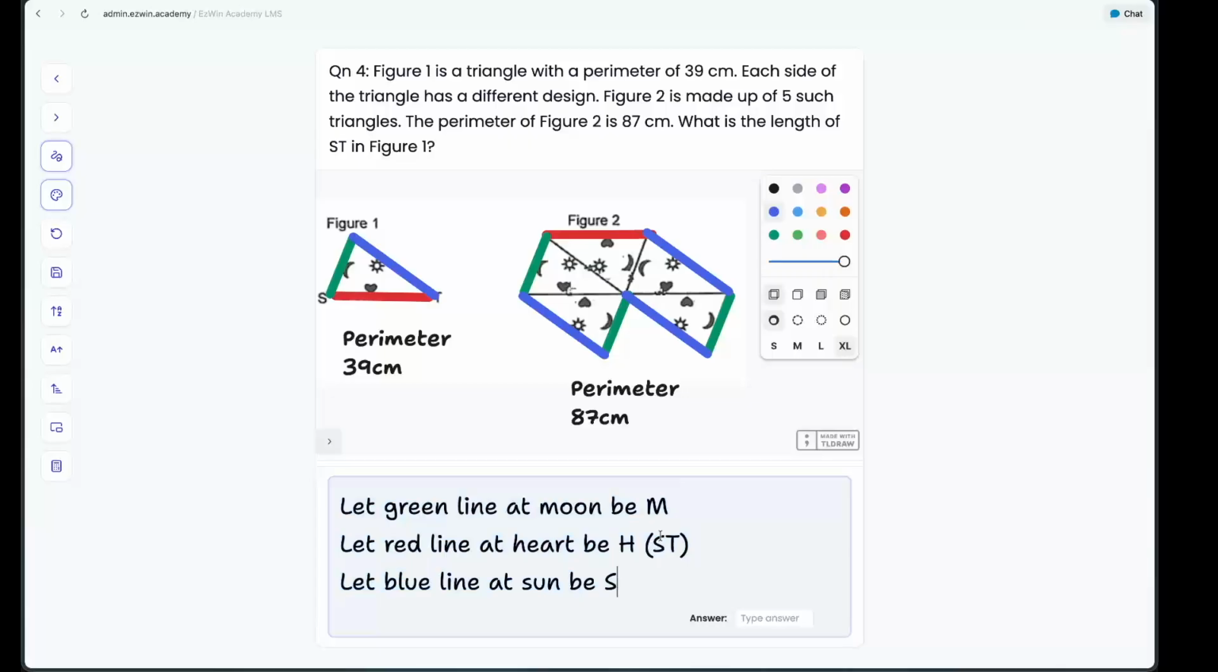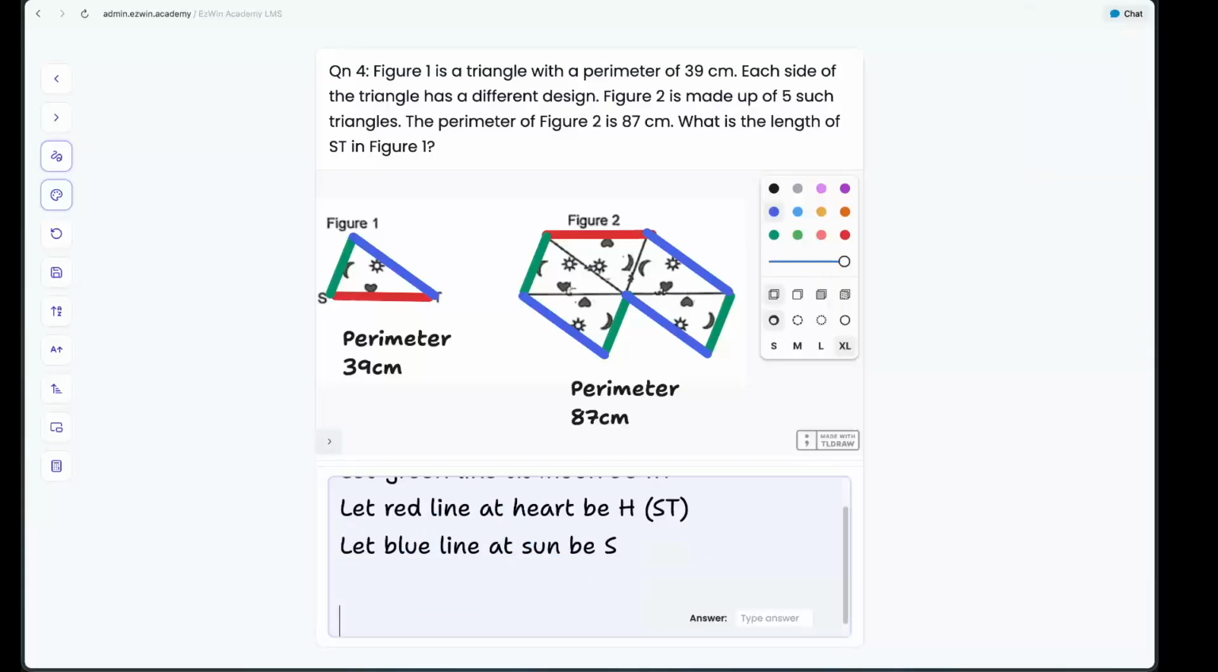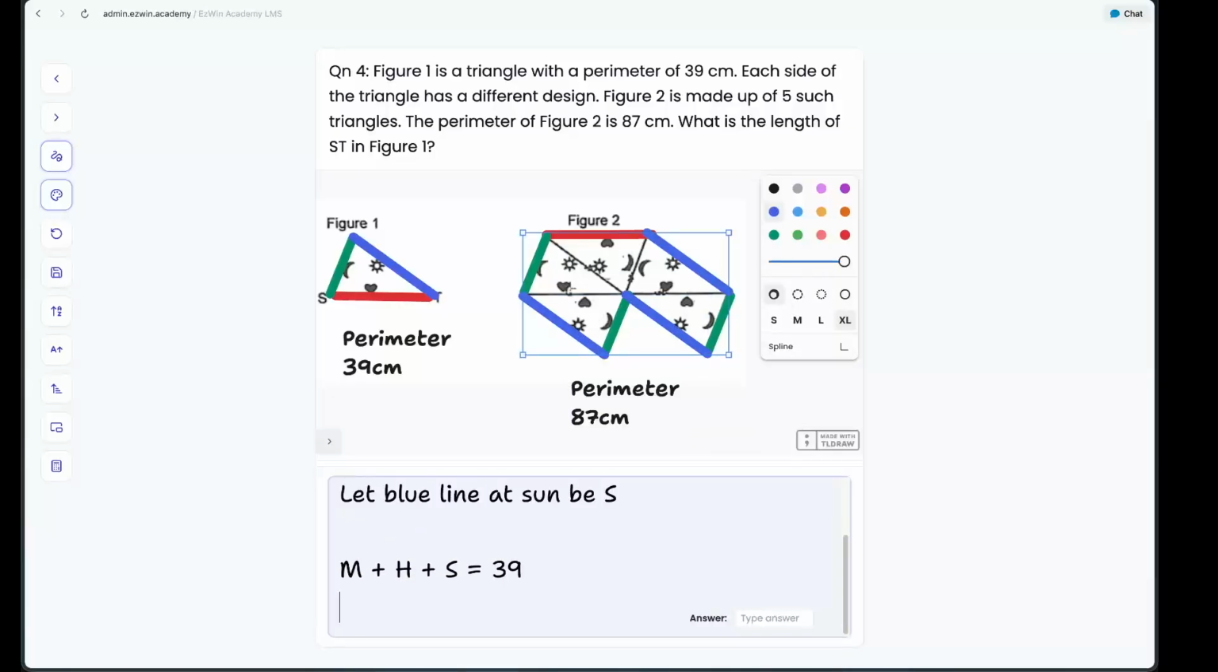So we're going to use these short forms. Let green line at moon be M, let red line be H, and let blue line at sun be S. So that means M plus H plus S is 39. And then for the perimeter over here, 87, we have 1, 2, 3. So we have 3 moons plus 1 heart plus 3 suns. Okay. And this will give us 87.